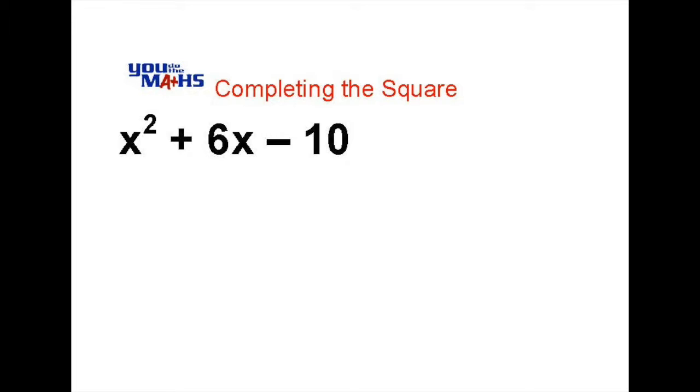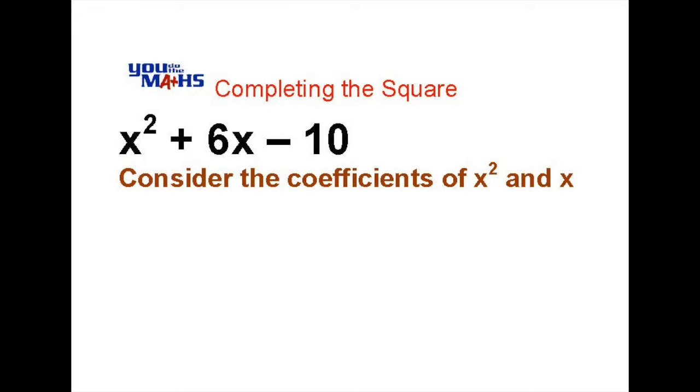Let's have a look at the process of completing the square. The first thing we do is we check for the coefficient of x squared. It's a 1, so we can follow a process we're about to do now. If it wasn't a 1, what we'd have to do is factorise out the coefficient of x squared in front of the whole expression. Let's have a look at the coefficient of the x value.